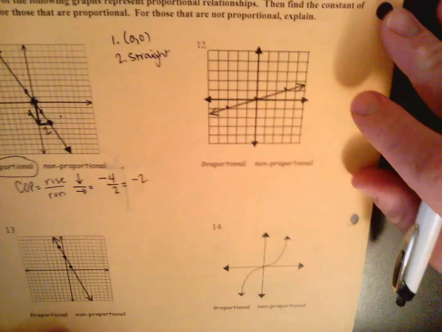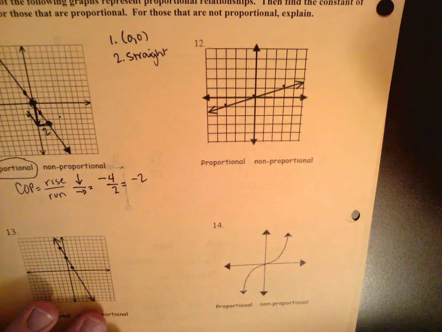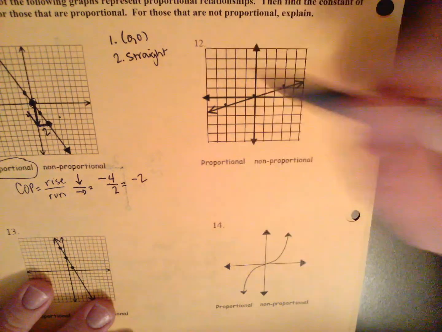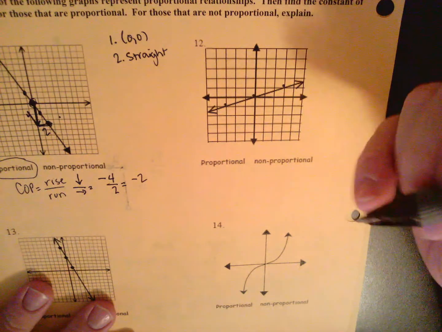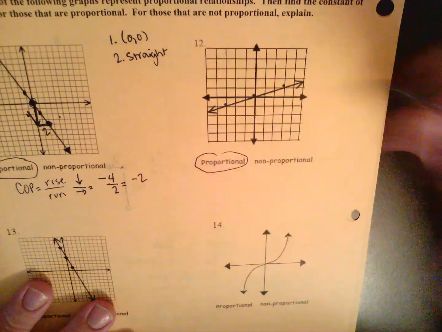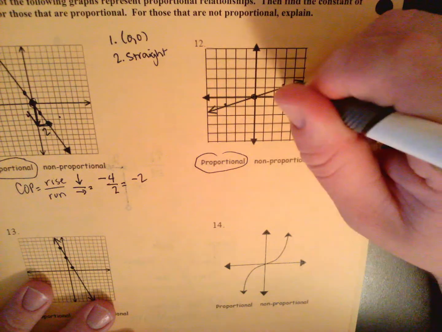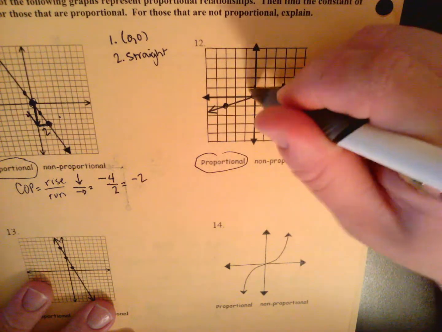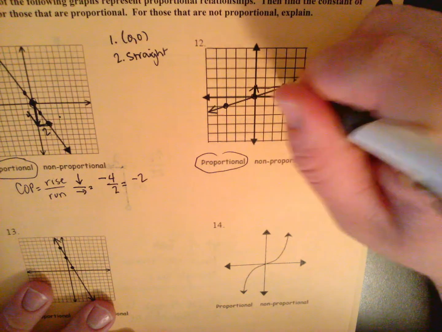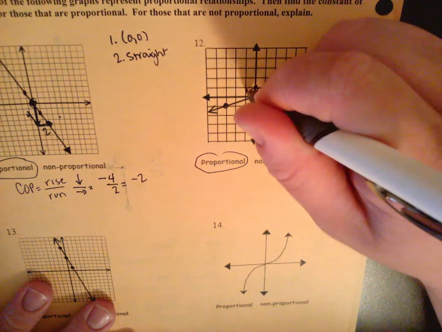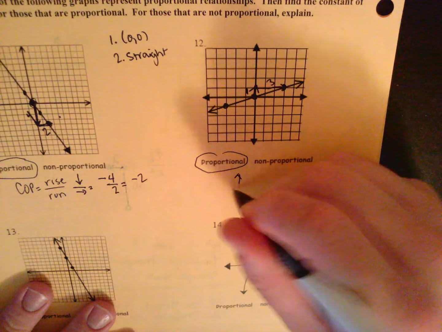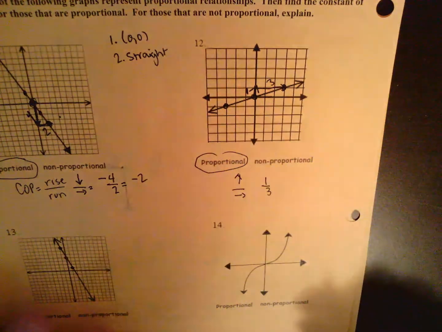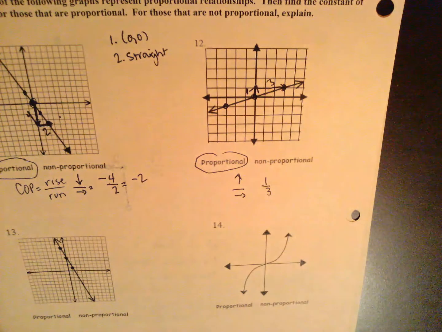Number 12. This one, is it a straight line? Yes. Does it go through 0, 0? Yes, even though the points are awful. My COP. How many do I go up? 1. How many do I go over? 3. I went up. And I went over. So it's 1 over 3. And I don't need to go any further because my COP can be a fraction.